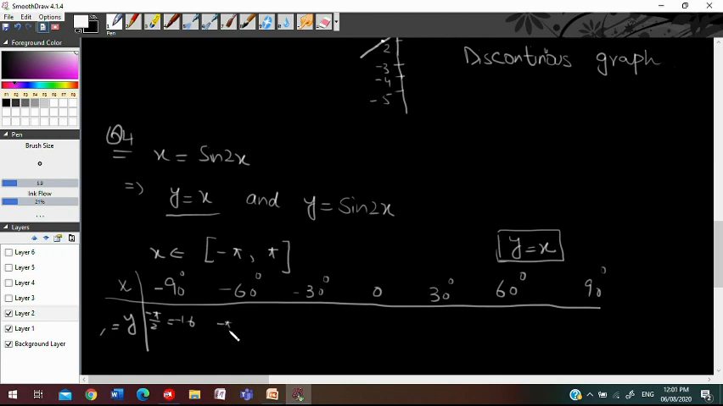Then minus pi by 3, this is in degrees, you convert it into radians. That is minus 1.05. Then minus 0.52, 0, 0.52, 1.05, then 1.6.